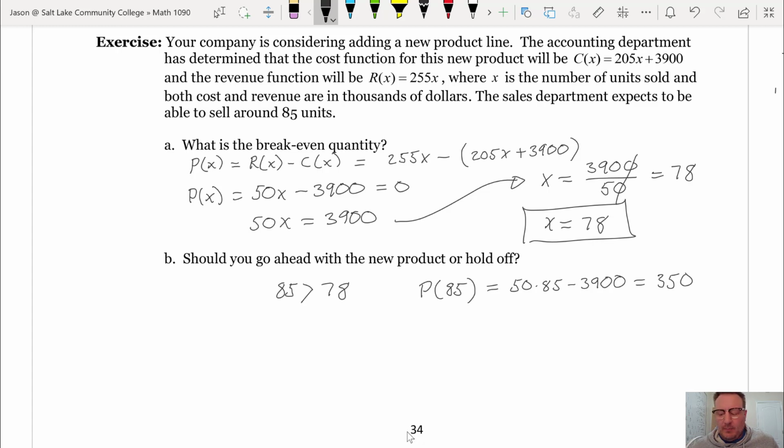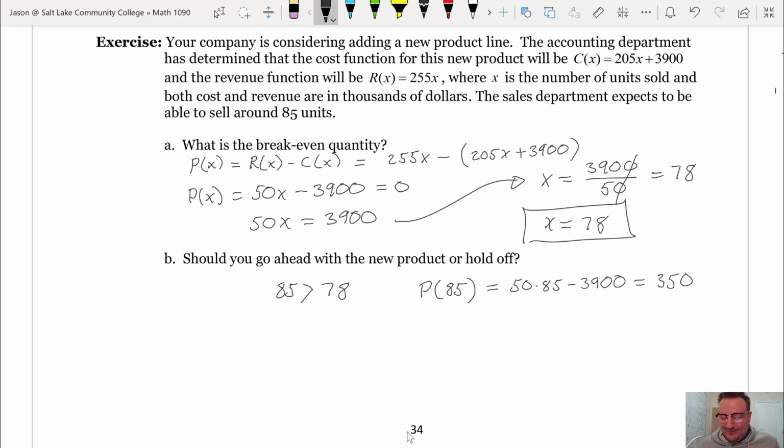Now that sounds really good. That's a lot of money. But how much do we have to invest before we can even begin making the first product? Well, our fixed cost is 3,900 times 1,000, right? Because our cost function and our revenue function, they're both in units of thousands of dollars. So that fixed cost of 3,900 actually represents 3,900 times 1,000, or $3.9 million. Okay, so we're going to have to outlay $3.9 million in order to make a profit of $350,000. That doesn't sound so great.